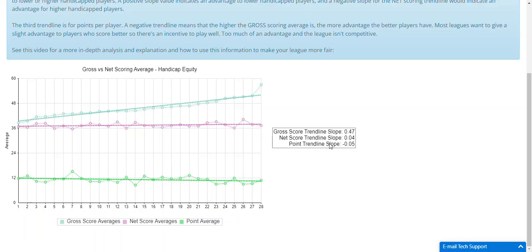The net score people, the higher handicappers, still are definitely in contention in this league and certainly have won it in the past. The problem occurs when you get either a trend line going up for the points, meaning the higher your scores, the more points you're going to win overall, or where it's trending down so much that the higher handicap players have no chance whatsoever. So I'm going to log into my league from, I think it's 5 years ago, and show you where this was a problem.